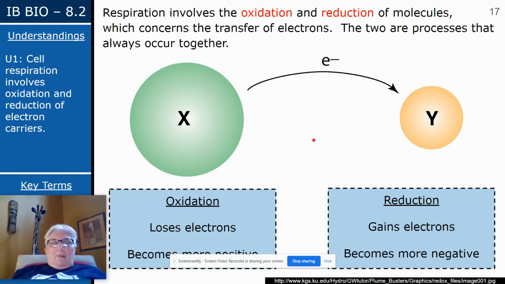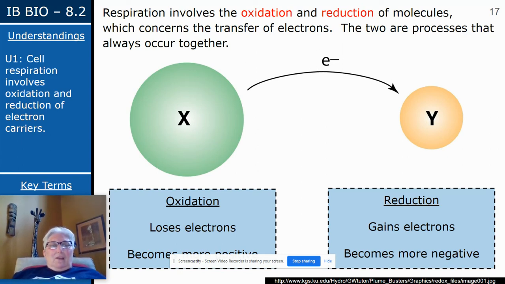So when we're talking about respiration, we're talking about two types of reactions that take place. One is an oxidation reaction, which means that the molecule is going to lose electrons. And because it's losing electrons, which are negative, that molecule will become more positive. And the other type of reaction is the reduction reaction. And that's going to be a molecule that gains electrons, which means that it is going to become more negative because of the negative charge associated with an electron.